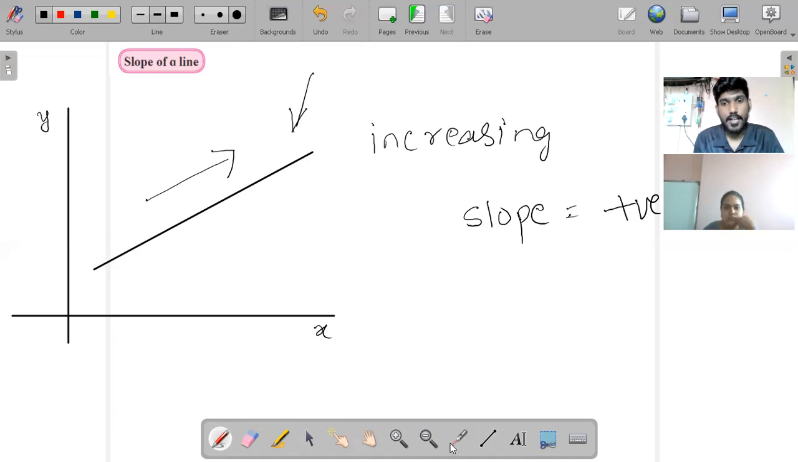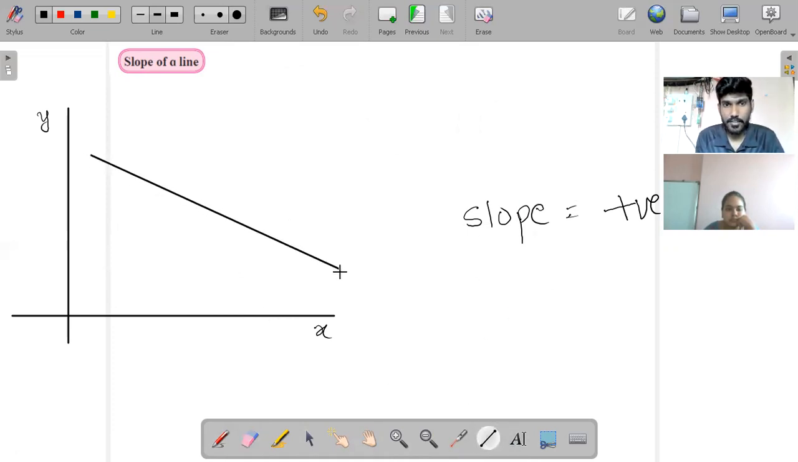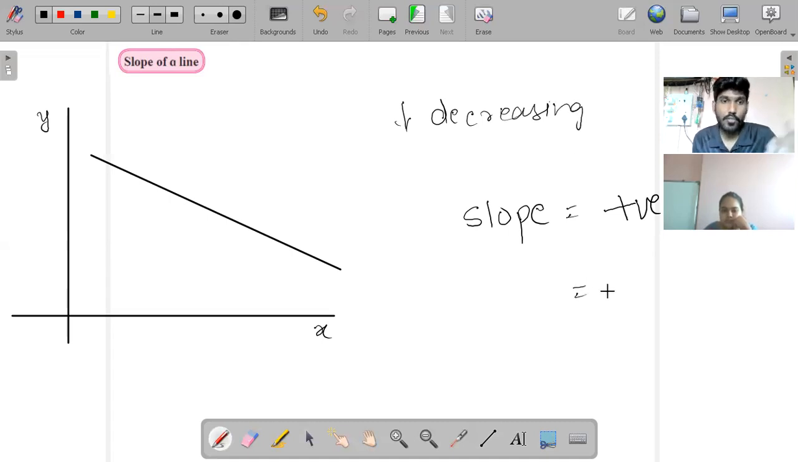And suppose it is the other way around. If your line is like this, looking at the graph, what is happening to the line? It is going downwards, which means it is decreasing. So the direction is downwards, and it is decreasing. So when it is decreasing or going downwards, the slope will be negative, whatever number it is.